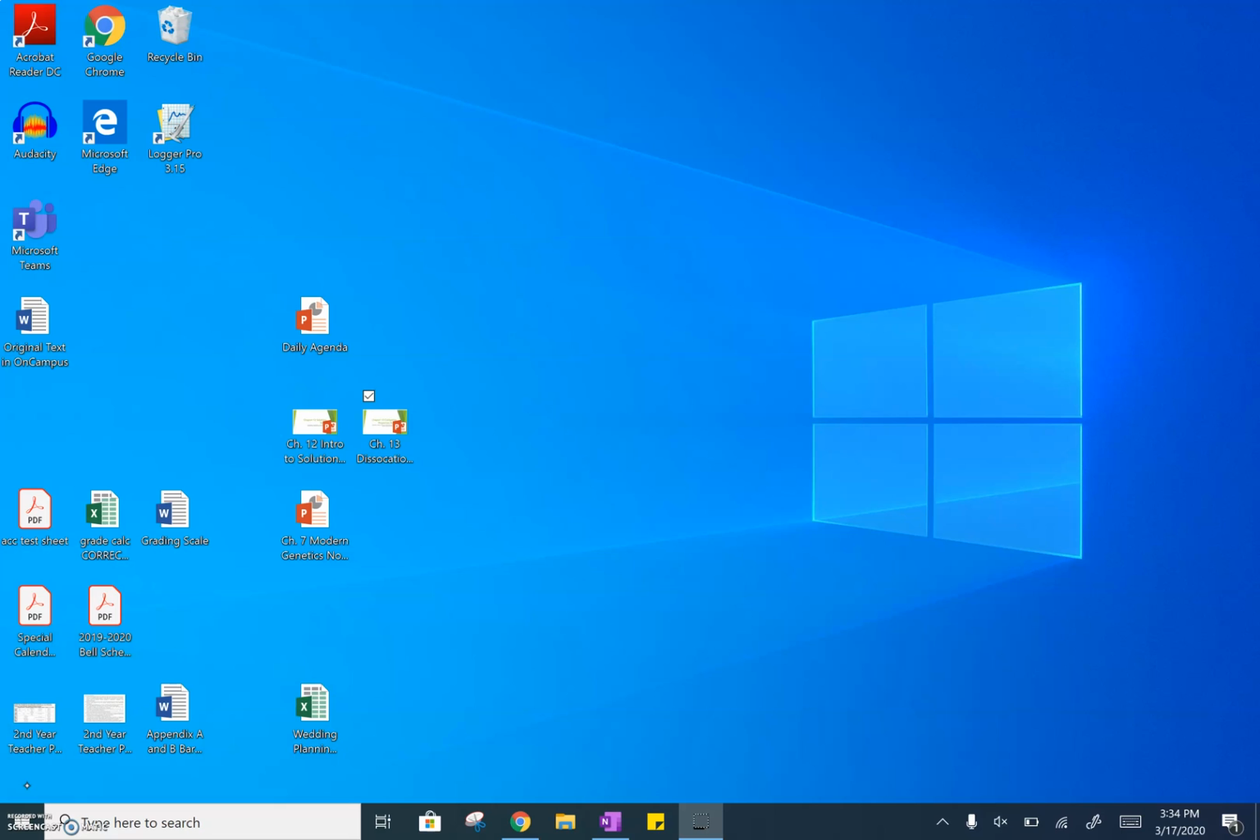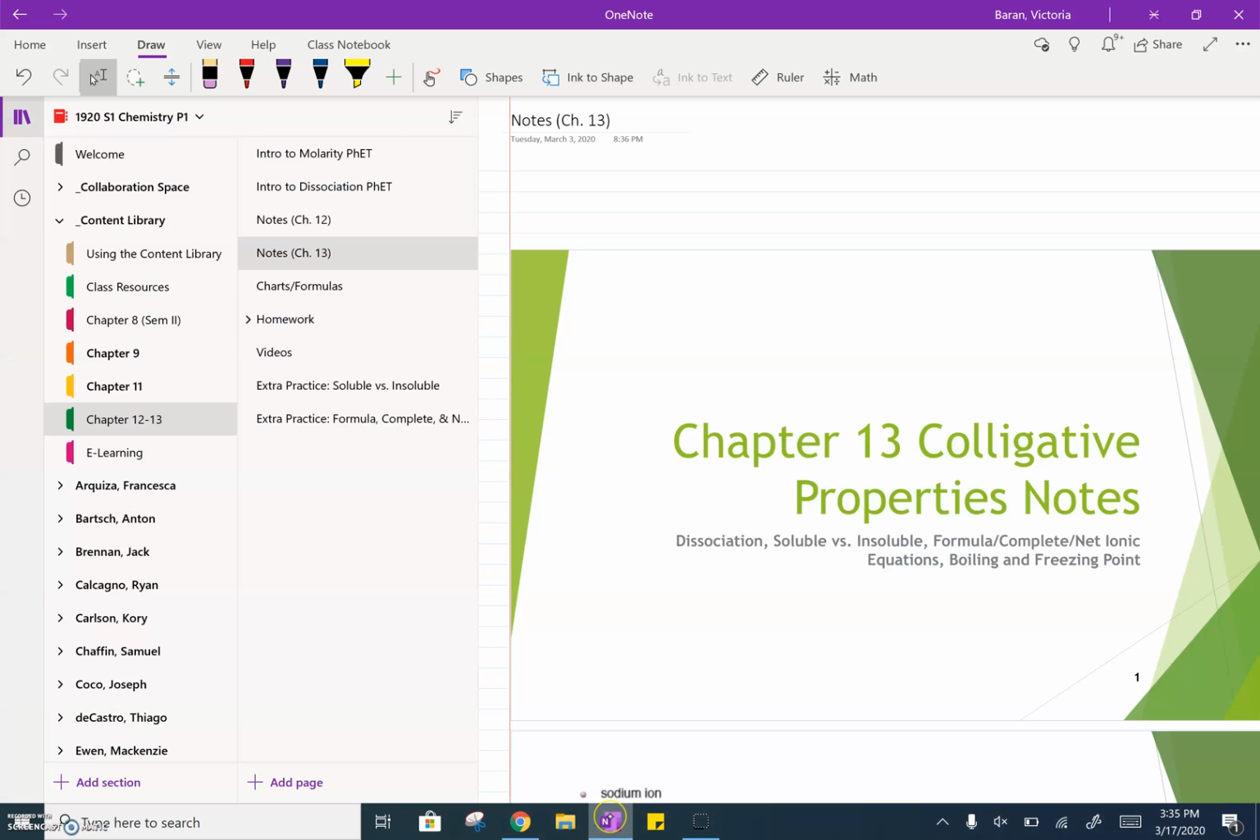We are going to pick up where we left off in chapter 12 and 13 in your OneNote, and we will specifically be looking at the chapter 13 notes and writing the equations for dissociation. So in your OneNote, make sure you go to chapter 12 and 13 and you are in the chapter 12 and 13 notes. Also make sure that you have a calculator out and your periodic table.